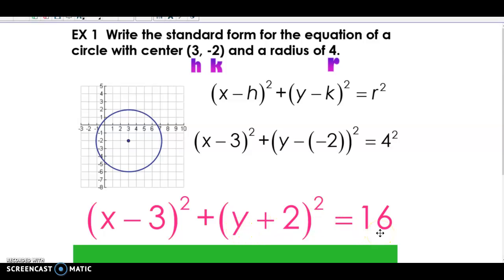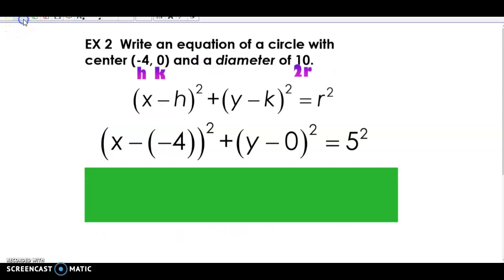Something that I do tell students to remember is that when you're putting the center into the standard form of the equation of a circle, you're going to change signs. So if it's a positive 3, it's going to be a -3. If it's a -2, it's going to be a +2. The radius always gets squared. So 4 squared is equal to 16. 16 is not the radius. We can look at the circle and we can see that 1, 2, 3, 4 is going to be the radius. Let's look at example 2.